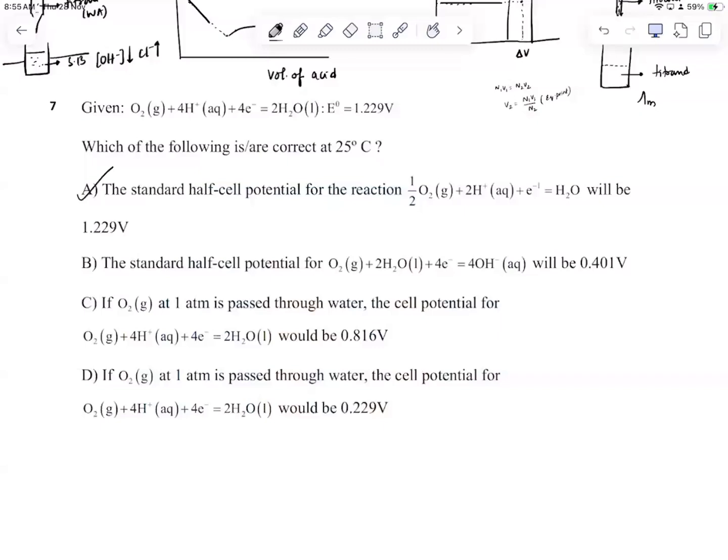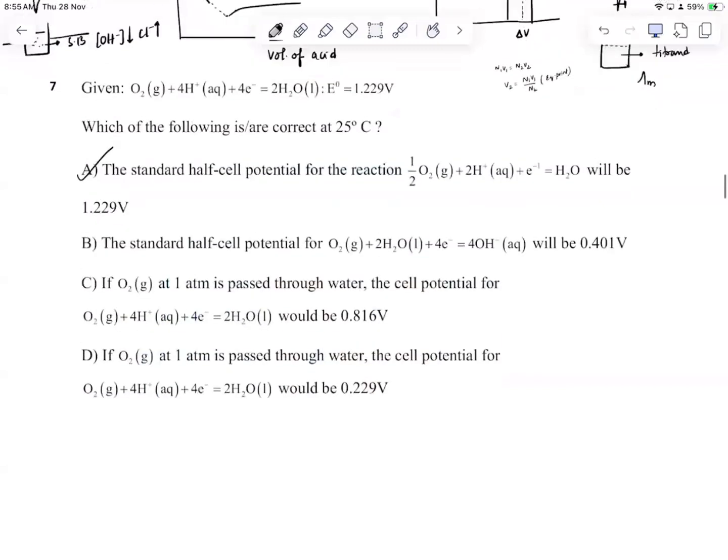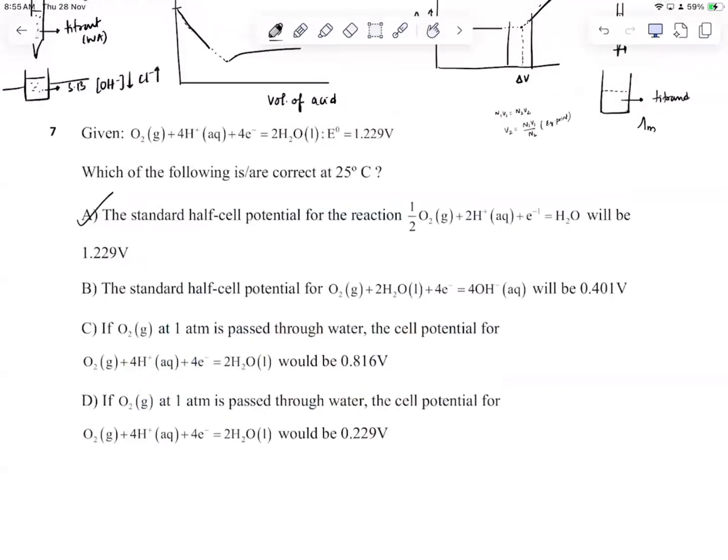Second, the standard half cell potential of this will be, the standard half cell potential of O2 plus H2O plus OH minus will be this much.